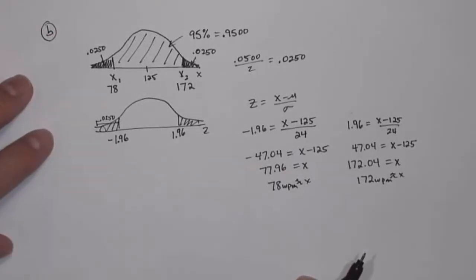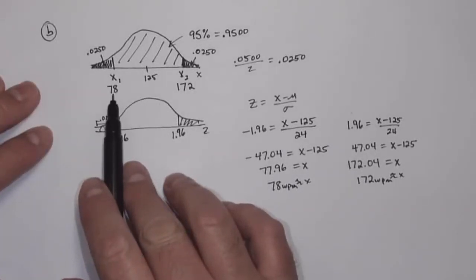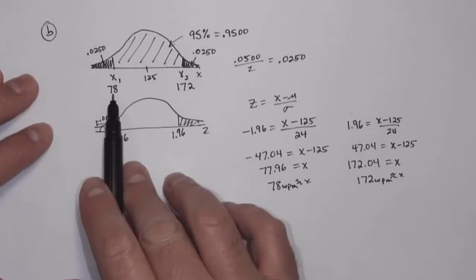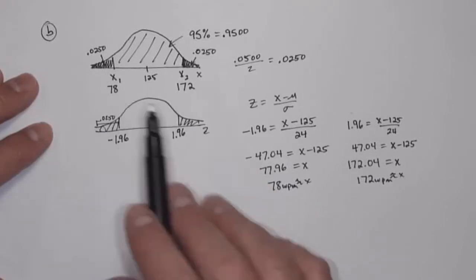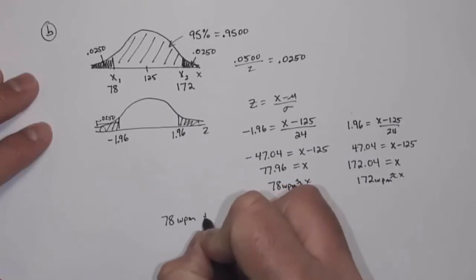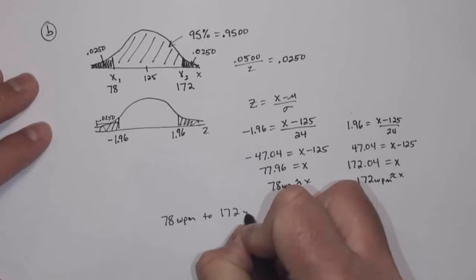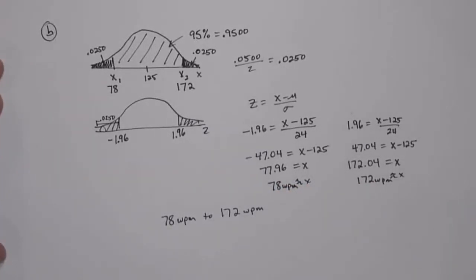So again, the psychologist wants to determine the reading rates for unusual students, both slow and fast. So any student that reads under 78 words per minute would be unusually slow. Any student that reads above 172 words per minute would be unusually fast. So our usual range would be 78 words per minute to 172 words per minute. Anything outside that range would be considered unusual.